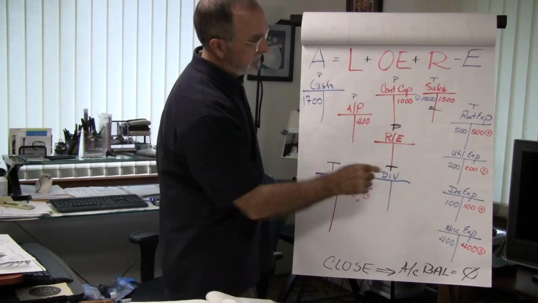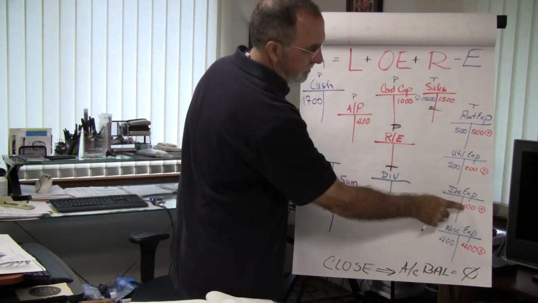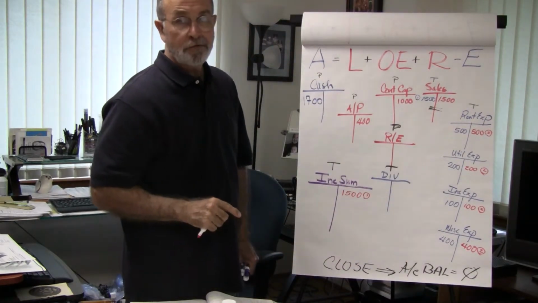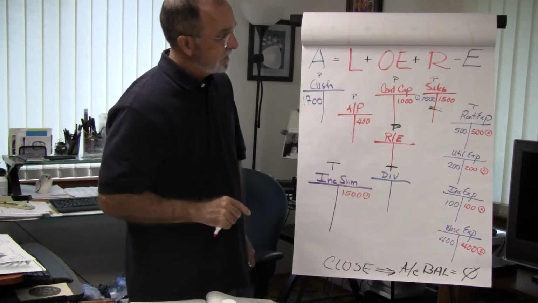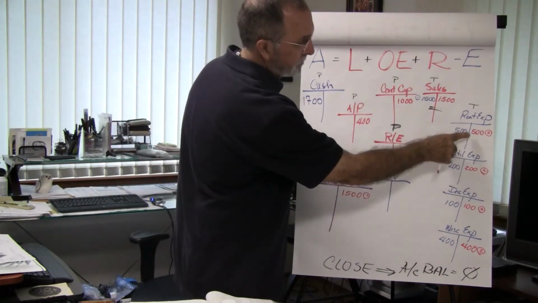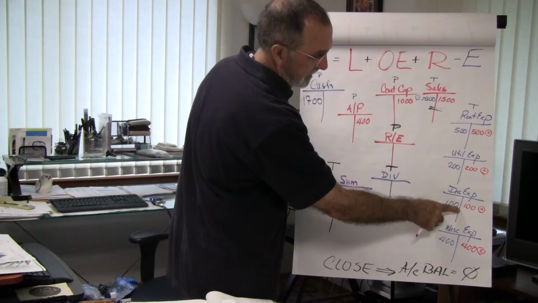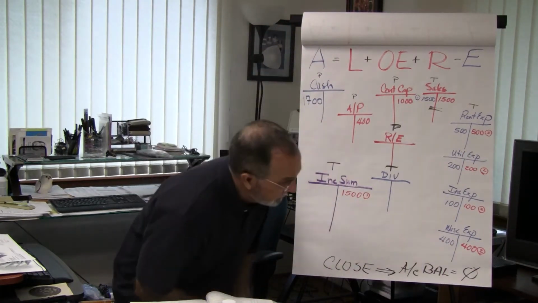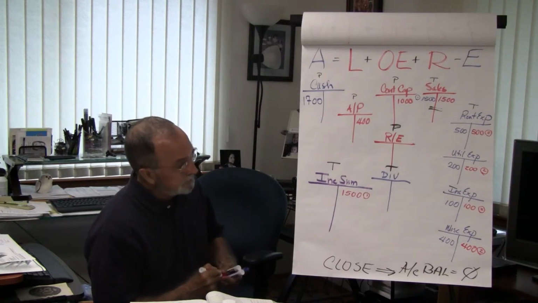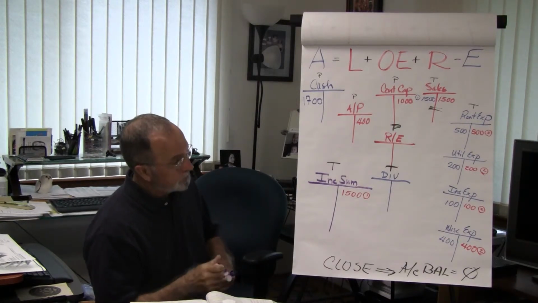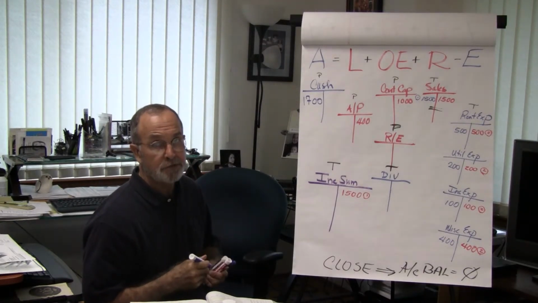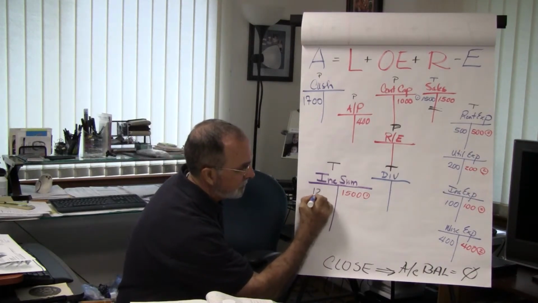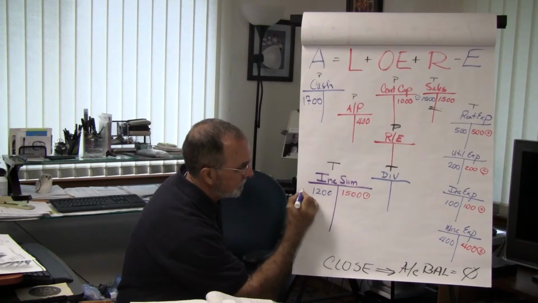So we have 1, 2, 3, 4 credits to the 4 expense accounts. And the total of those 4 credits would be 5, 7, 8, and 4, or 12. And so we need a $1,200 debit, and that $1,200 debit goes to income summary.